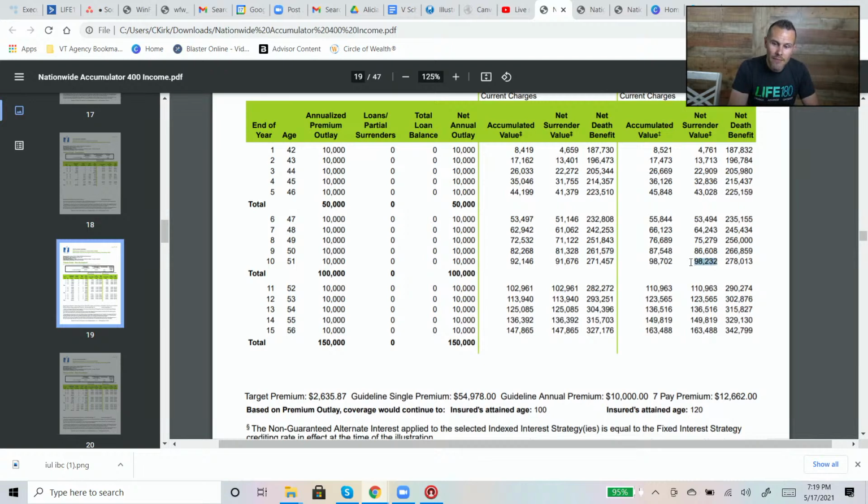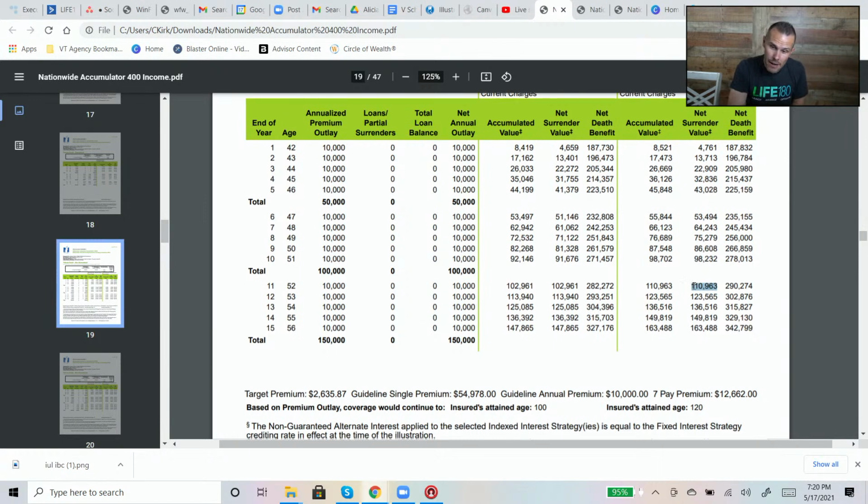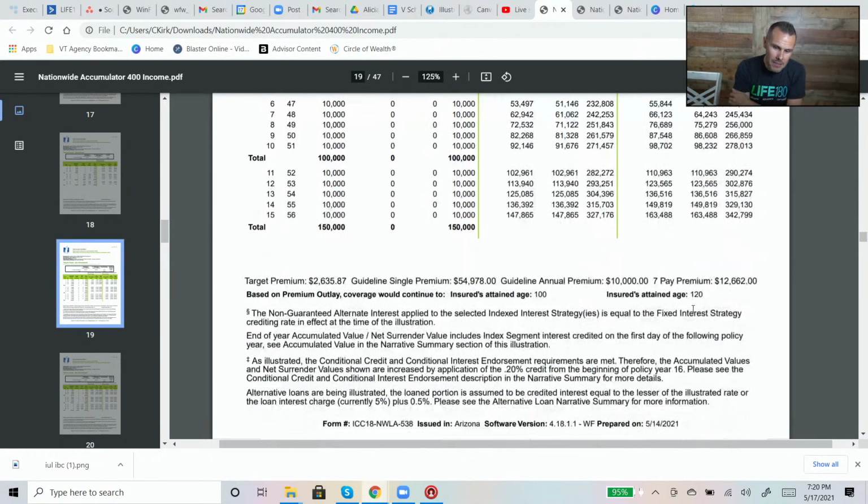But you can see here, it's not even year 10 and you haven't even broken even, right? In year 5, you've put in $50,000, but you only have $43,000 liquid. In year 10, you've put in $100,000, you have $98,000 liquid. You're barely breaking even in year 11. And once again, that's not even guaranteed. I understand whole life has a guaranteed column and a non-guaranteed column, but the non-guaranteed column in a whole life policy is a lot more likely to happen, especially with all-time low dividend rates happening right now.